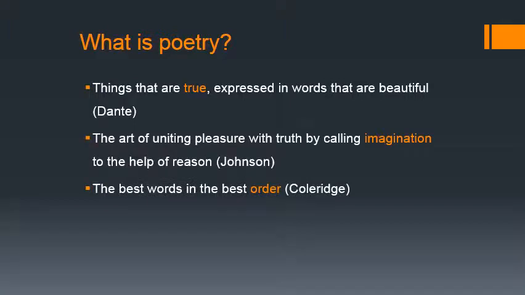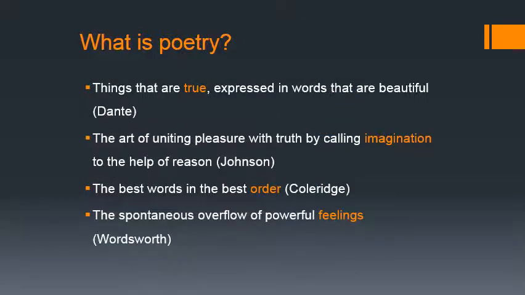And Coleridge defines poetry as the best words in the best order, while Wordsworth says that poetry is the spontaneous overflow of powerful feelings. Again, feelings. And Auden also focuses on feelings by saying that poetry is the clear expression of mixed feelings. So these are how the big names in poetry define poetry.